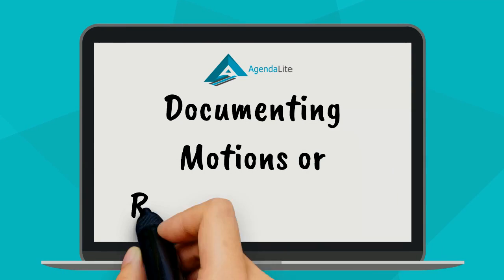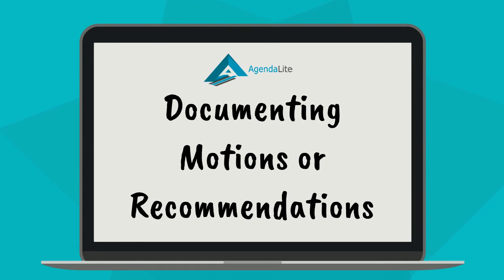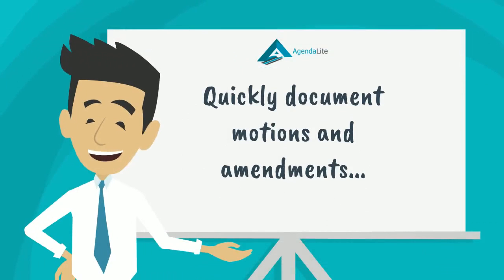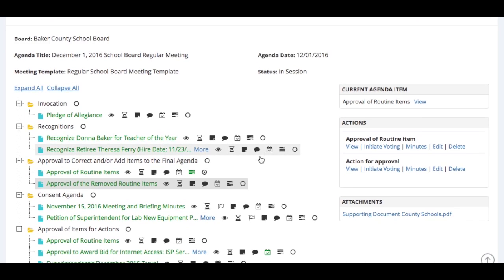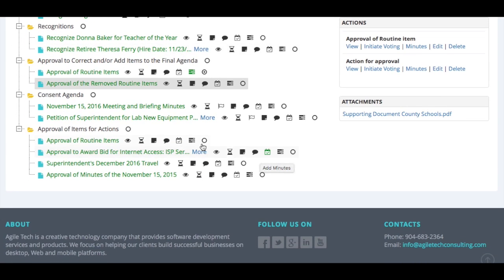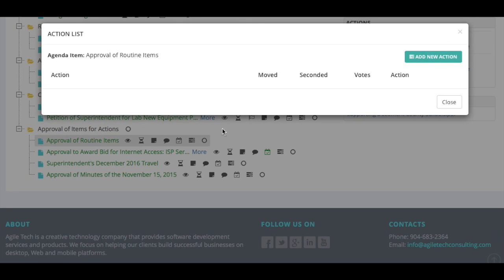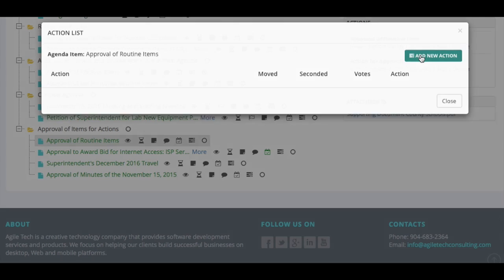As a meeting progresses, you can use AgendaLite to quickly document motions and amendments relating to agenda items. To document motions or recommendations, select the agenda item for which a motion has been made and click the Actions Motion button. To create a new action, click the Add New Action button.